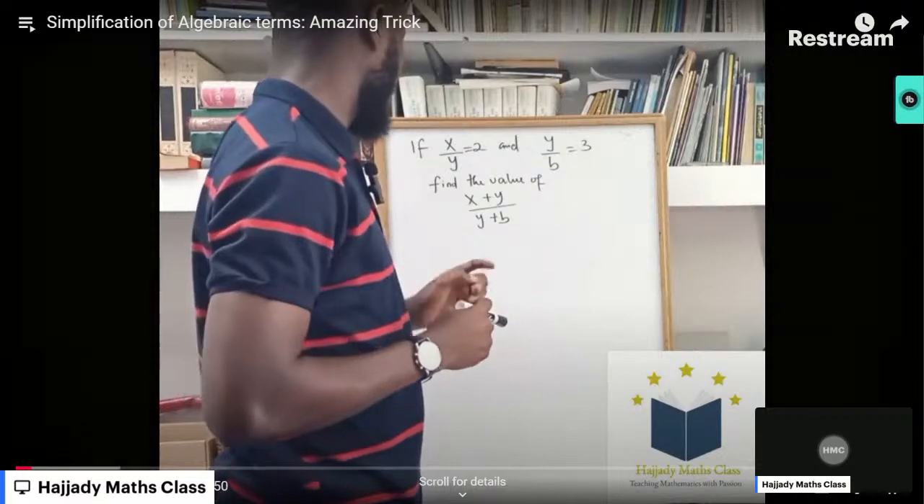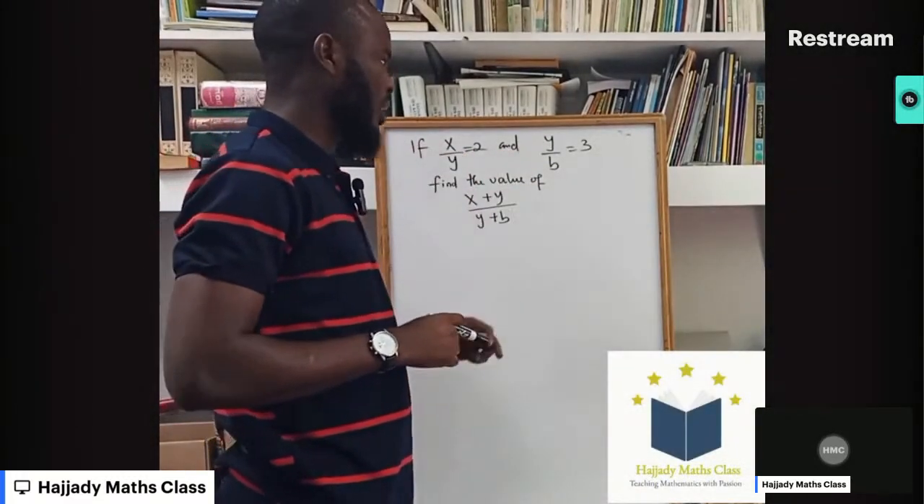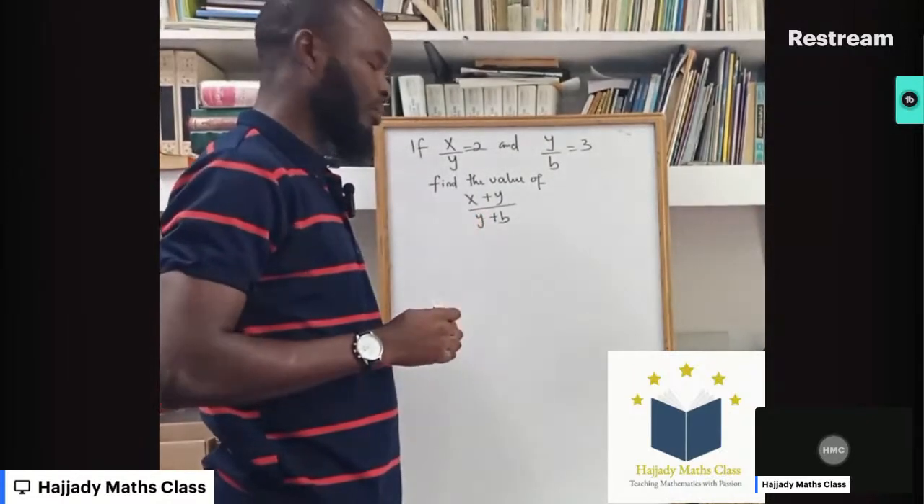Today we will solve the question. We have that if x over y equals 2 and y over b equals 3, then find the value of x plus y over y plus b.